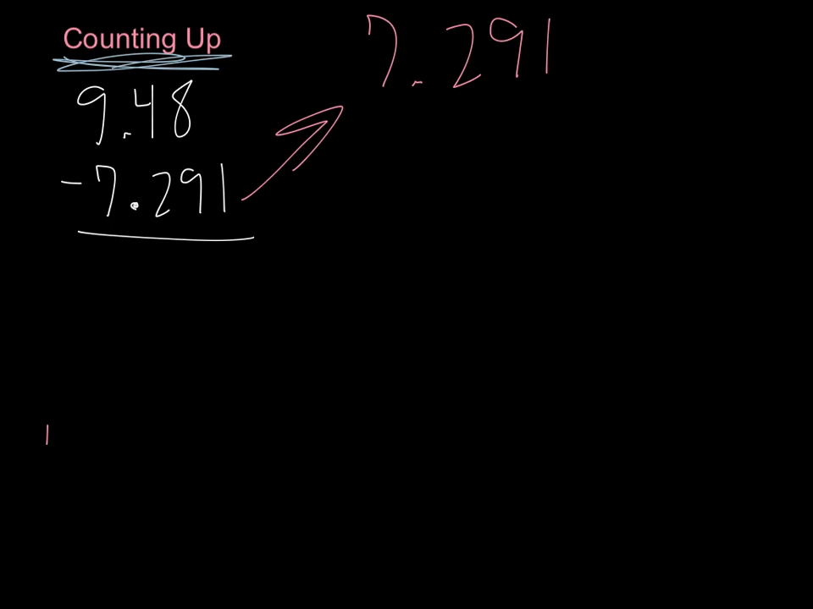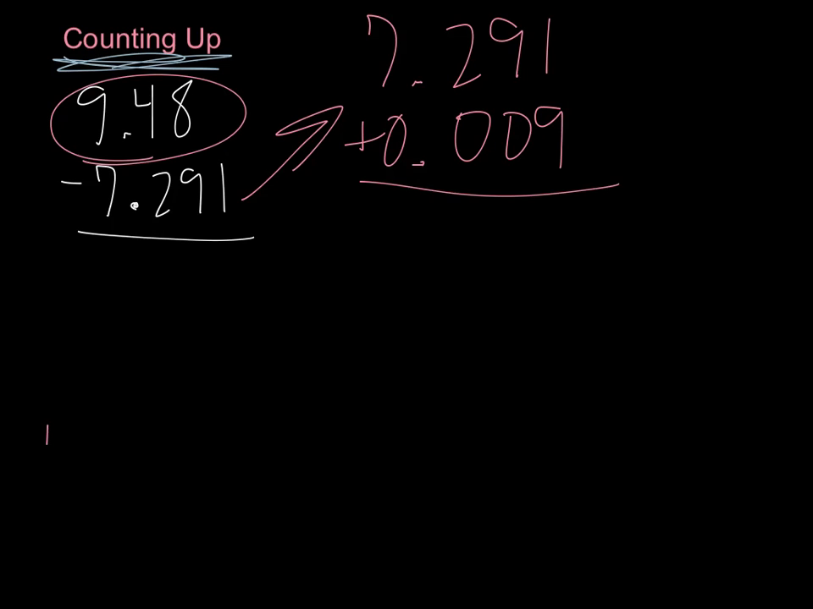Now, I'm trying to work my way up to 9 and 48 hundredths. So I can pick whatever number I feel like is easy to use mental math with, to get closer there. I know we're adding to find the subtraction answer here, but if I add 9 thousandths to this, that's going to give me 9 plus 1 gives me 10. That becomes 10.